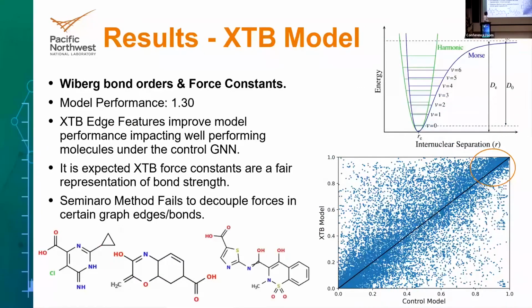So the next model is the XTP model. It seems to show a slight increase in performance relative to the RDKit model and relative to the control model. So we have a model performance score of 1.3. But looking closely at the control model versus the XTP model in terms of cosine score versus cosine score, what we can see is we get a net boost with molecules that tend to perform well in the control model. So that's a little bit interesting.